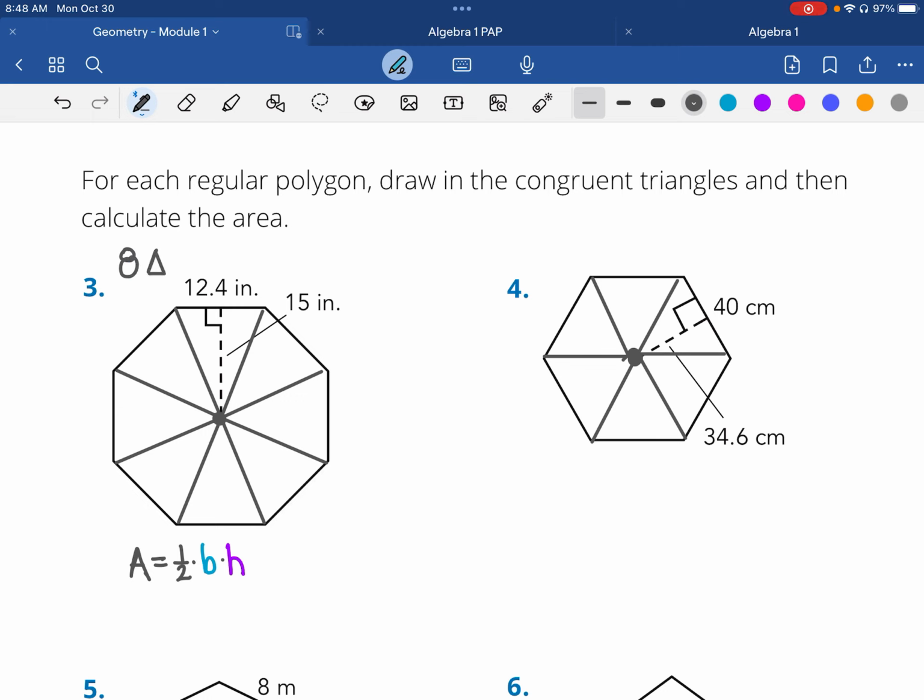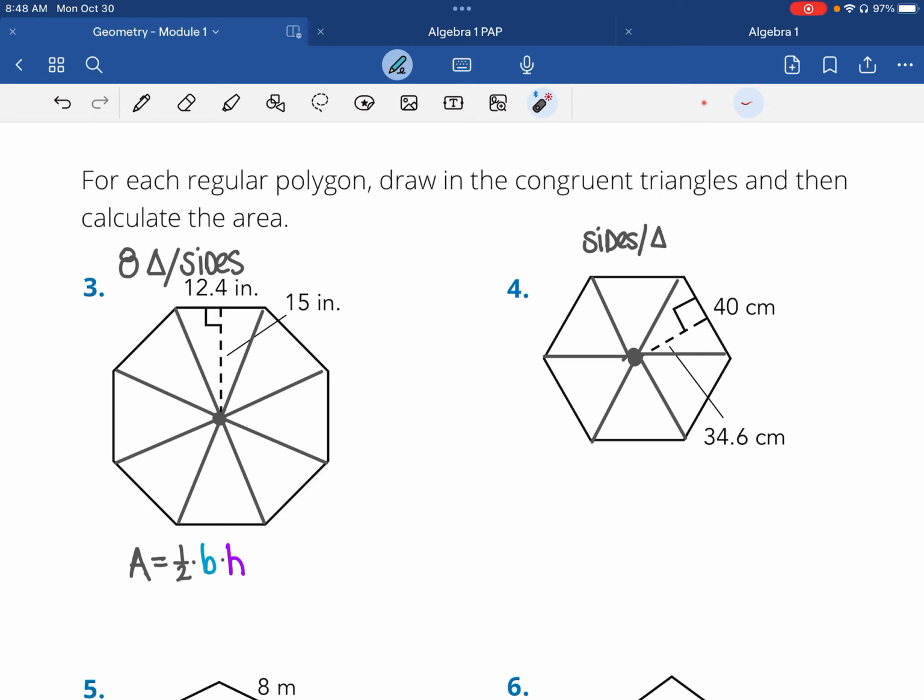I also want to show you that there are also 1, 2, 3, 4, 5, 6, 7, 8 sides. The number of triangles inside should match the number of sides of your polygon. Let's take a look at question number 4 to see if it works. We know that our sides should match our number of triangles.